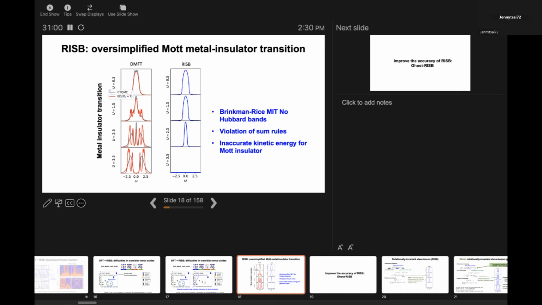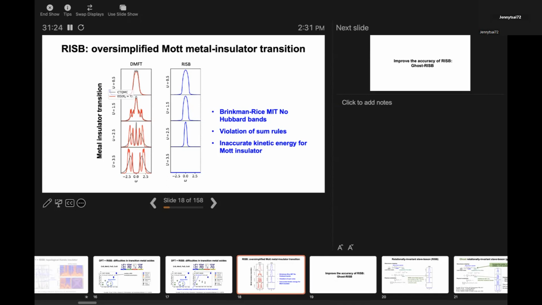So this type of transition is known to be the Brinkman-Rice metal-insulator transition scenario, and obviously it violates the sum rule of the spectral function, which, if we integrate it, has to be 1. And therefore, it is also expected that it is quite inaccurate if we want to calculate the kinetic energy.